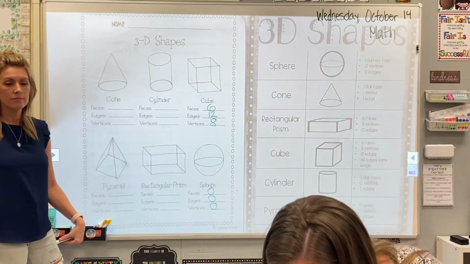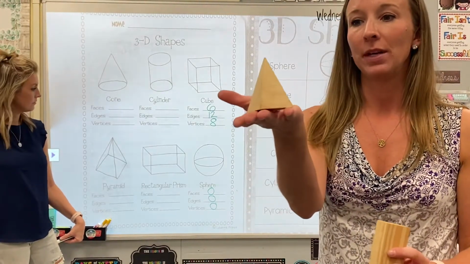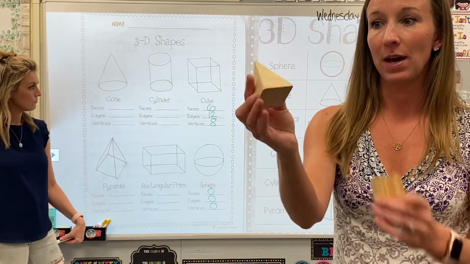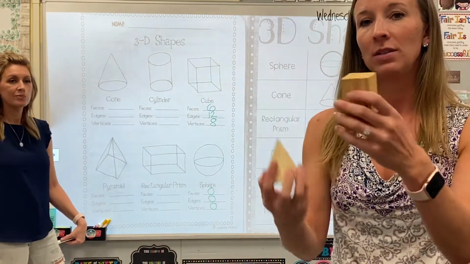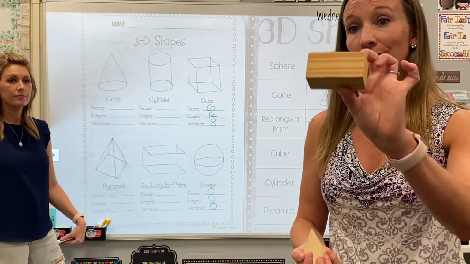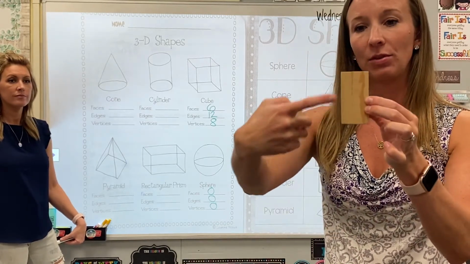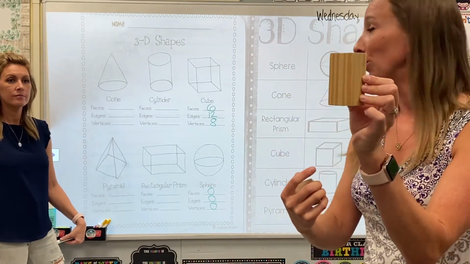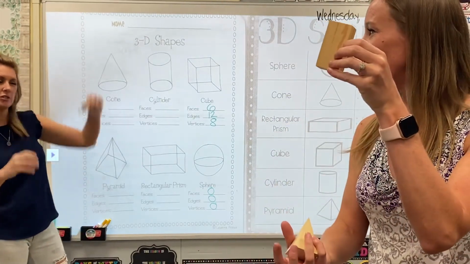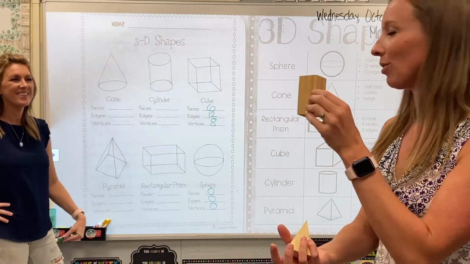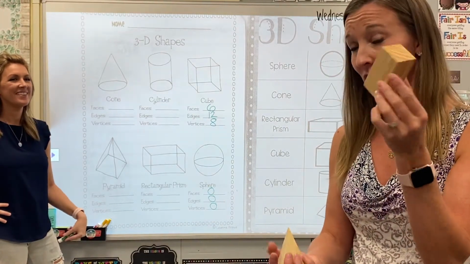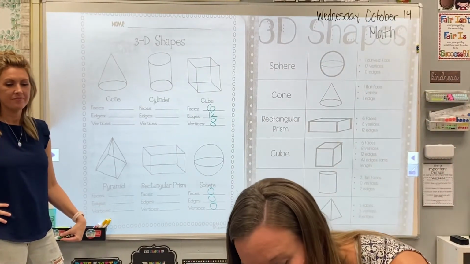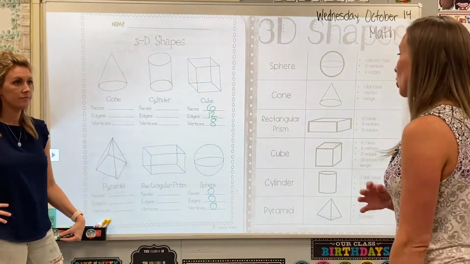And then we also have a pyramid with a face at the bottom, faces all the way around, and our rectangular prism. And notice the rectangles on the rectangular prism, kind of like a cube, but stretched out. In fact, I bet some of the numbers for the rectangular prism are going to be the same as the cube. So you've had a chance to see some of these shapes up closer.